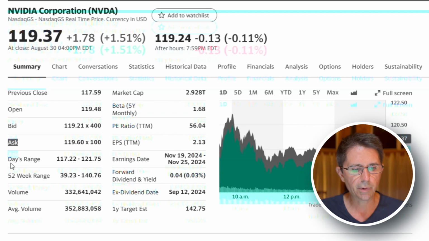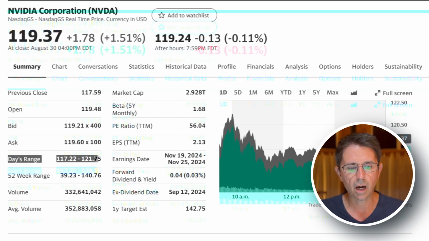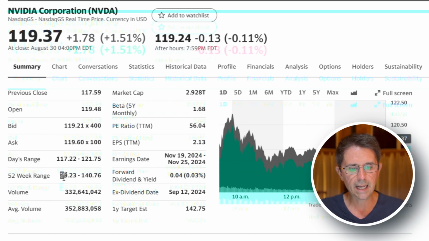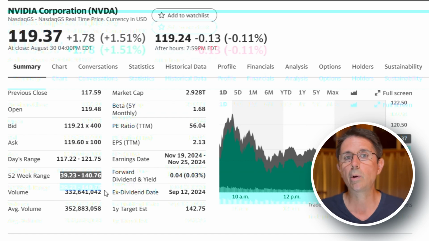Then you have the day's range, and that is just the prices, the high and the low for the day. So it traded at 117 to 122 for the low and 121.75 for the high of the day. Okay, so it closed actually just slightly below the high of the day. The 52-week range, that's the price it traded at for the low over the last 52 weeks and the high for the last 52 weeks. So as you can see, it's about $20 less than its 52-week high.